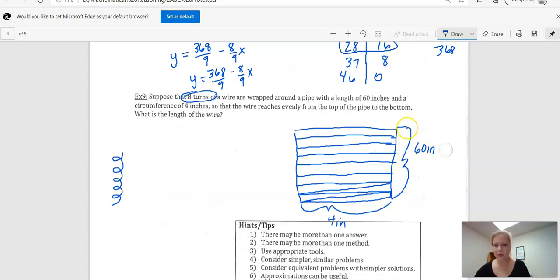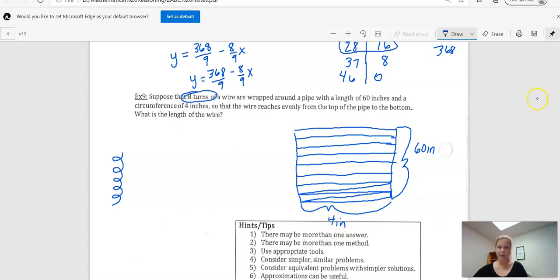So it also tells us that the length of the pipe is 60 inches and that the circumference all the way around the pipe is 4 inches. Kind of like if you had a soup can and you unrolled that wrapper, the circumference is the distance around the circle, and if you unroll the wrapper, there's our distance. So this problem's a little bit rough.